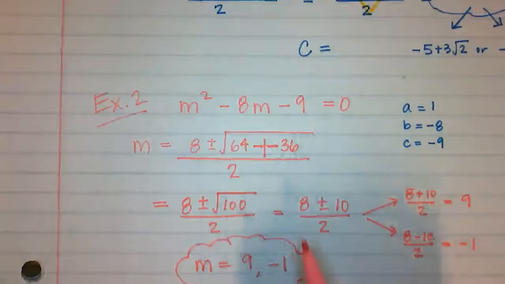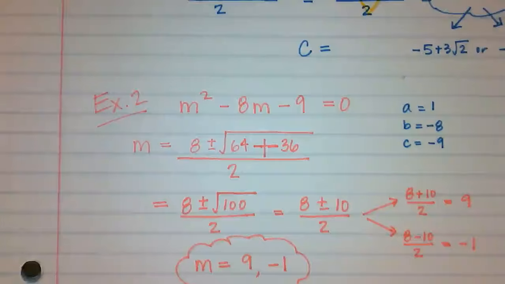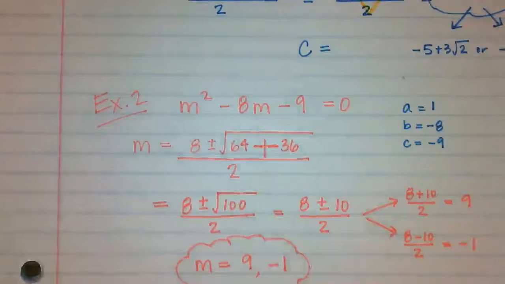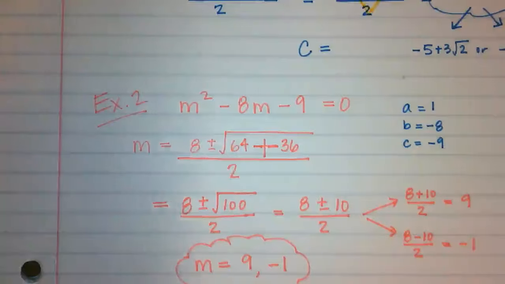Now, since my solutions did not end up with a square root, then I know that this one could have been factored from the beginning. So again, if you can factor it, I prefer that way, but if you can't factor it, then completing the square or quadratic formula, whichever one is the way to go.